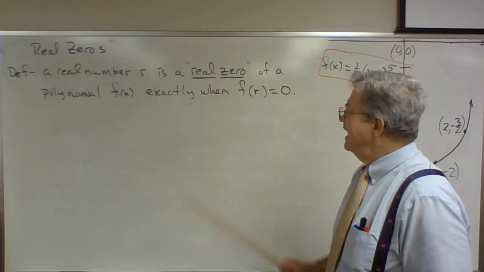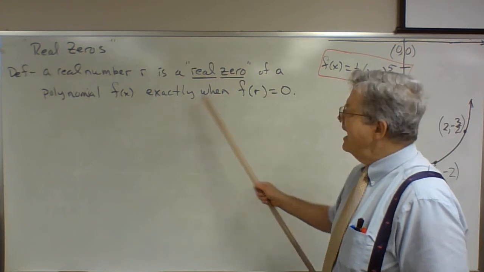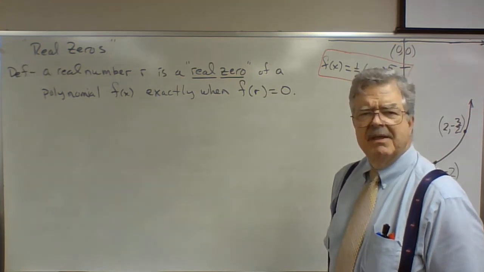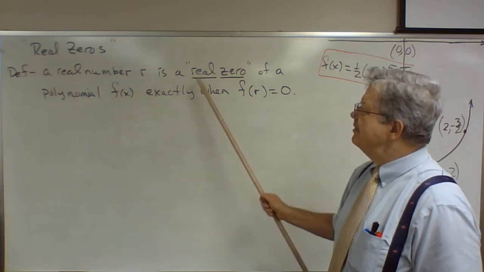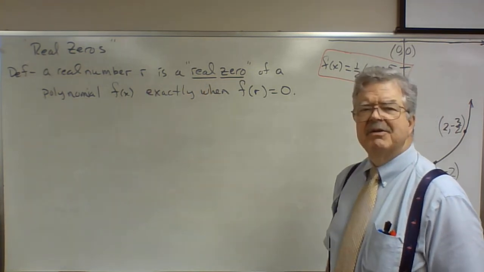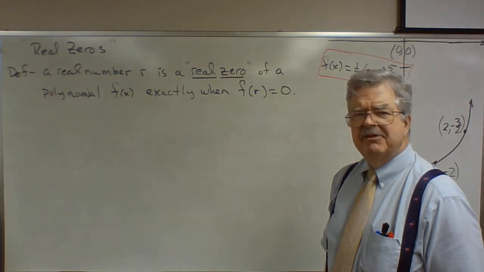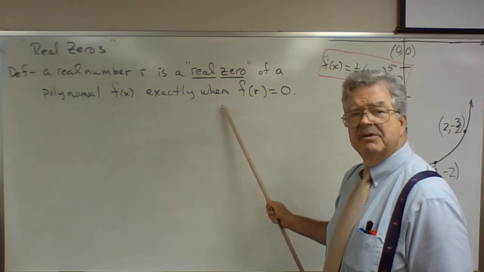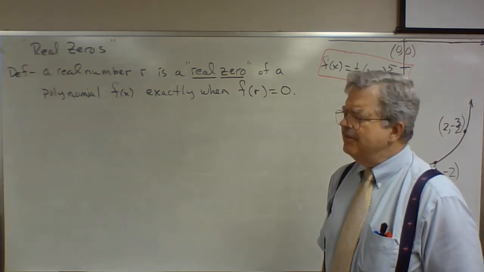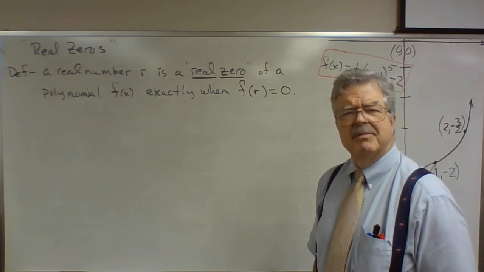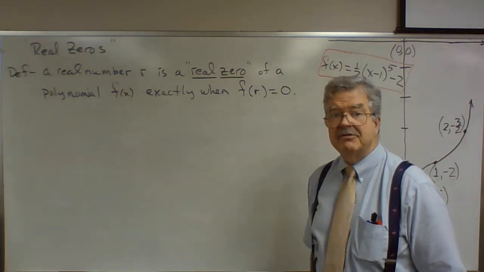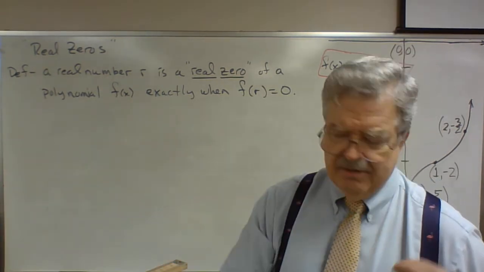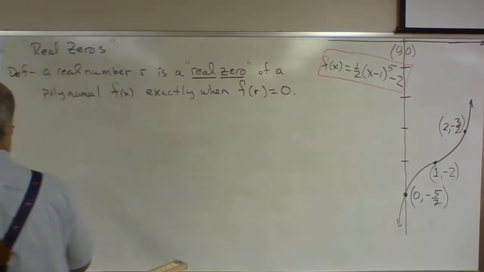Well, let's see. f of x is the same as y. So a real zero of a polynomial is any value of x that makes the polynomial 0. Any value of x that makes y equal 0. And isn't that where the graph of the polynomial crosses the x-axis at y equals 0? So let's make this remark.